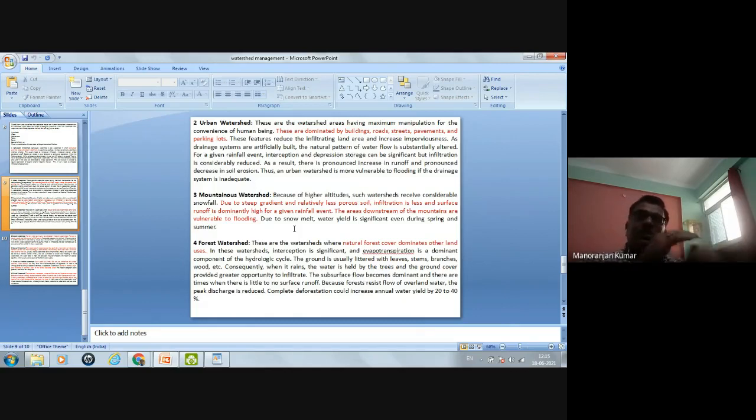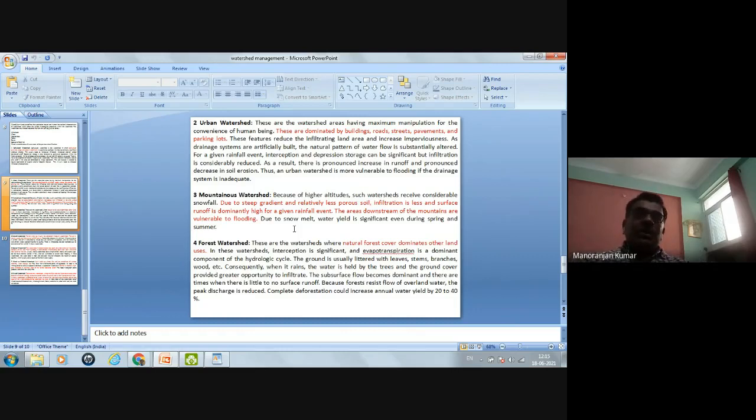Okay. Now the fourth type of watershed is the forest watershed. So what is the forest watershed? Obviously, in this type of watershed, the forest area is more dominant. These are watersheds where natural forest cover dominates other land use. In this watershed, interception is significant, and evapotranspiration is a dominant component of the hydrological cycle.